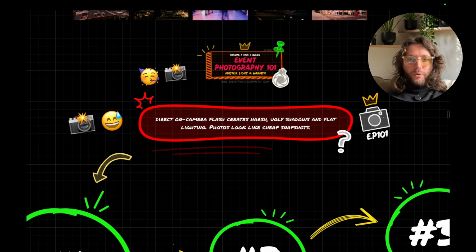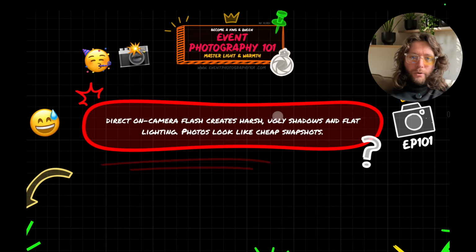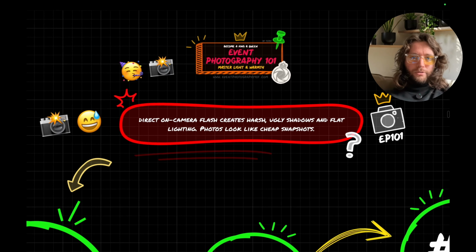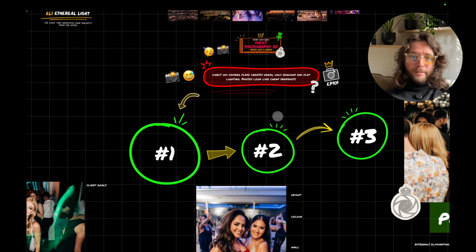It's Ferdi with Event Photography 101, and we're going to be tackling this question or challenge: direct on-camera flash creates harsh, ugly shadows and flat lighting. The photos look like cheap snapshots. So let's tackle it. We've got 3 points ready for our video.